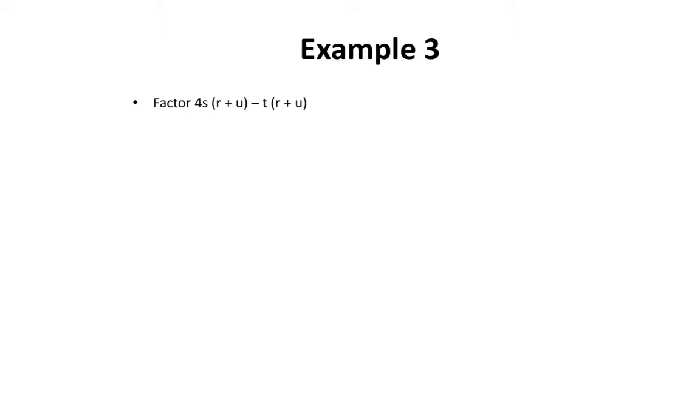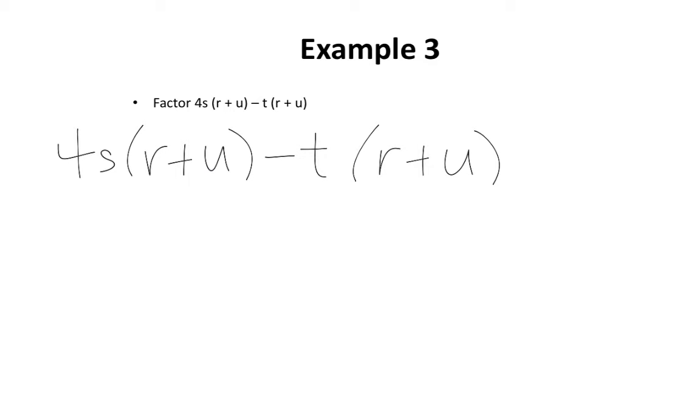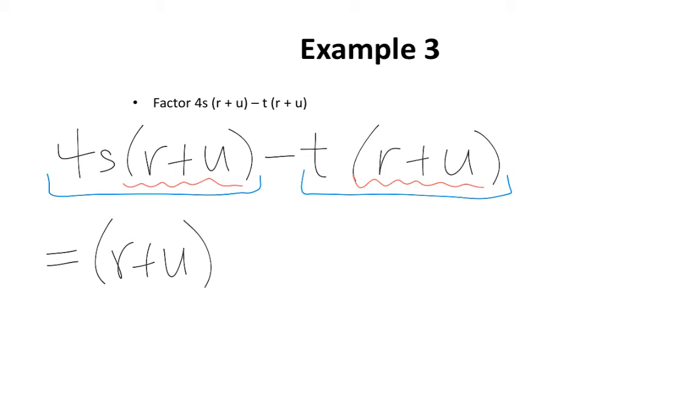In our last example, we want to factor this expression. Again, the first thing you want to do is rewrite the question. I want you to imagine these terms as two terms. We need to ask ourselves the question, what is common between these two terms? R plus u is common between these two terms, the binomial r plus u. Therefore, we're going to factor out r plus u, and everything else is going to stay the same.